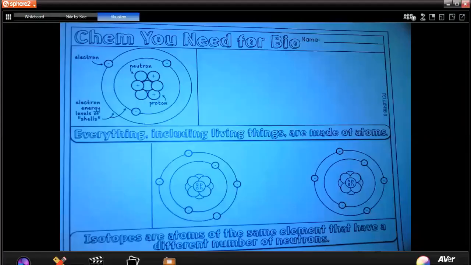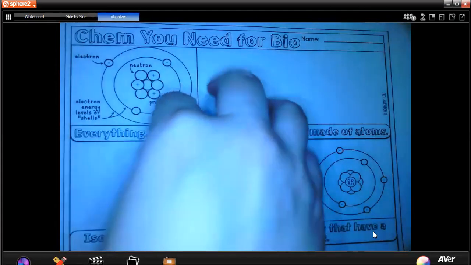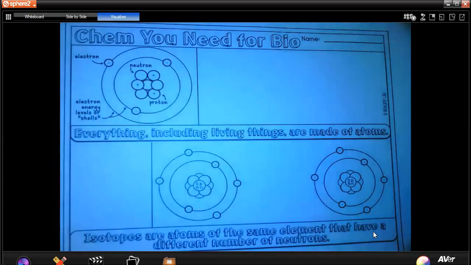So you have these papers posted for you under the chemistry of life. You have a blank copy like I have if you had a chance to print it out so you can follow along. There's also a completely filled out copy for those of you who don't have a chance to print it out and follow along. Either way, we are going to go through this worksheet. So, chem that you need for bio.